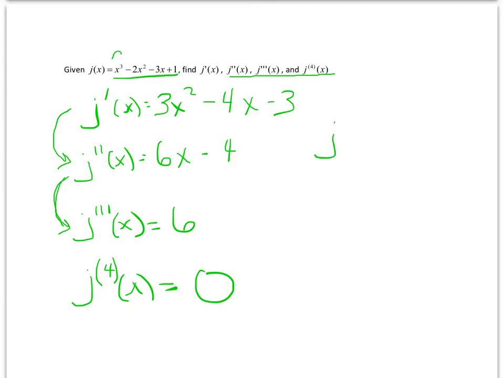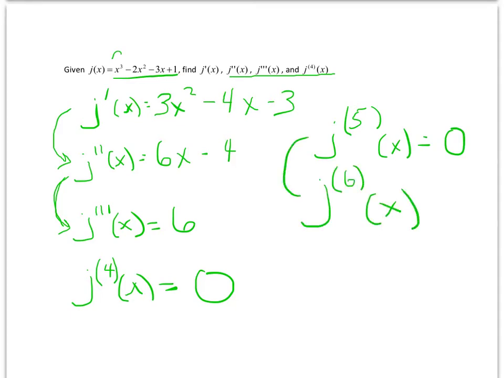And if you continued on, the fifth derivative, the derivative of 0 is 0, and then the sixth derivative is the derivative of the fifth. Derivative of 0 is 0, and so on and so on. And it continues on forever. So this is the way that we write first derivative, second derivative, third derivative, fourth derivative, and so on. Let's see the next example.